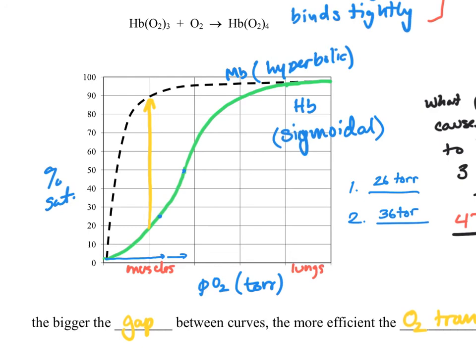But this is proof that a sigmoidal curve is progressively easier binding as we go. And that's what cooperativity is. So we're going to leave it at that for this video. And I'll tell you that in our next video, we're going to talk about how you get cooperativity, how you get a sigmoidal curve from hemoglobin and not from myoglobin.